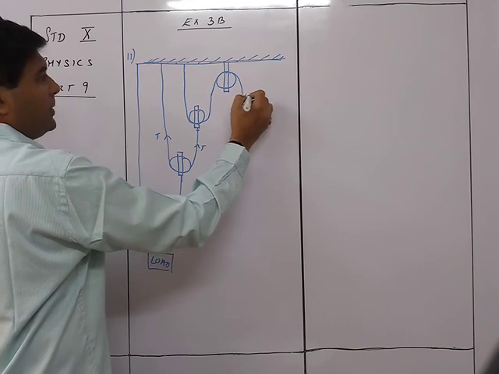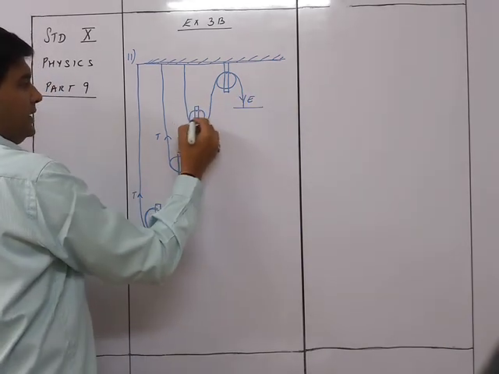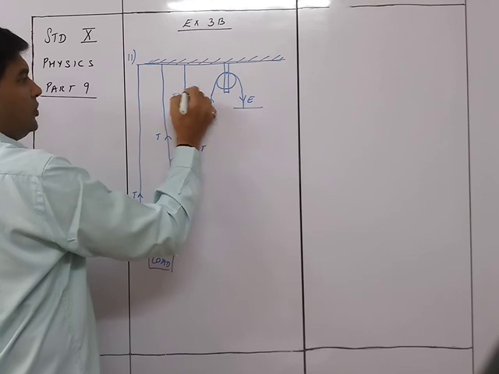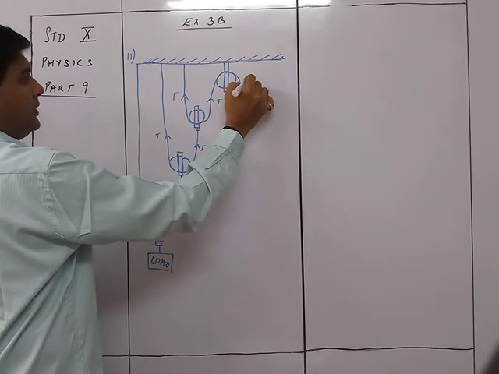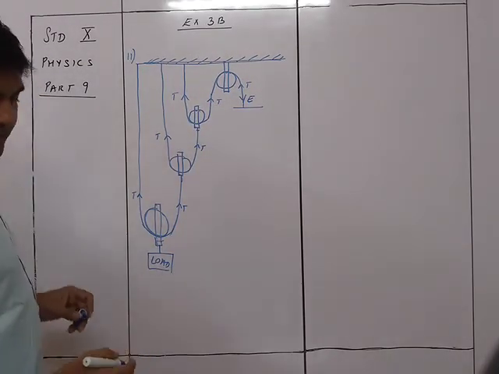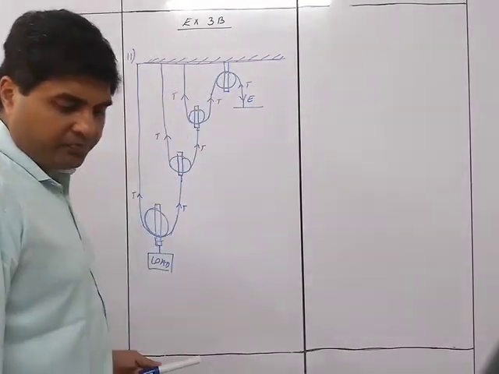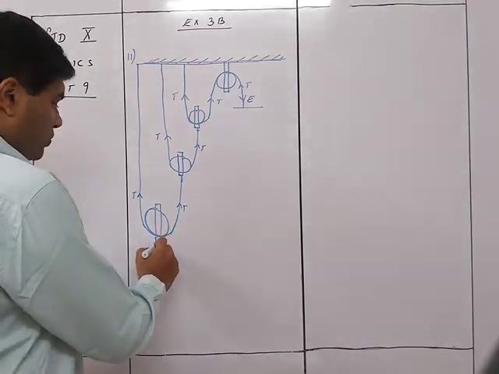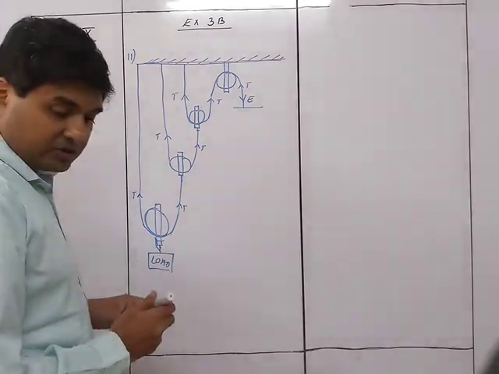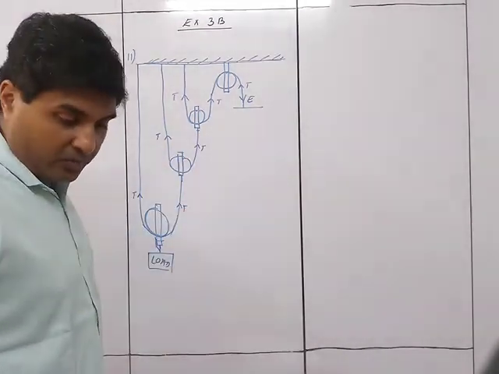The effort is going to be put downwards. The T is going to be here and over here. This is how the T is going to be. In the marked diagram, the direction of the load is of course downward, and the effort over here is again in the downward direction.